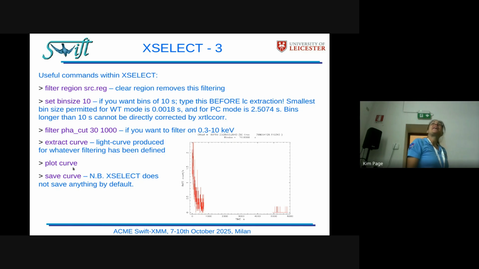If you've extracted your light curve and whatever, XSelect does not save anything by default. So anything that you want to save and then do other things with, make sure you type save curve, because if you extract something else, it will come out of XSelect and you haven't typed save, then you've lost it. So always save your work.